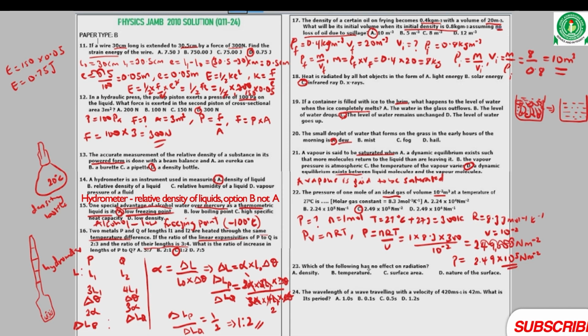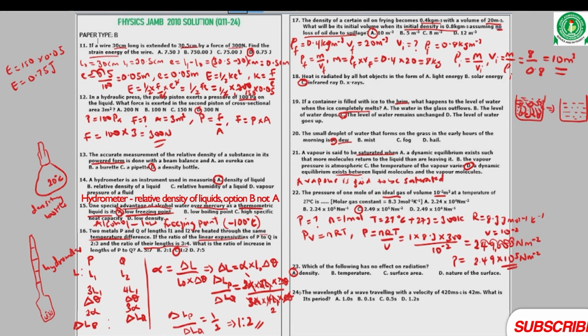Now, which of the following has no effect on radiation? A, density. B, temperature. C, surface area. D, nature of surface. Now, we are talking about radiation. Radiation is a form of emission of heat from a substance, and it is affected by temperature, the surface area, and the nature of the surface. Maybe it is black, white. It is affected by the nature of surface. So the only thing that has no effect on radiation is density. Density has no effect on radiation, but temperature affects radiation, the surface area affects radiation, and the nature of surface also affects radiation. So that's our number 23 question.